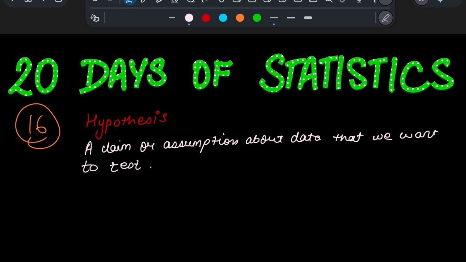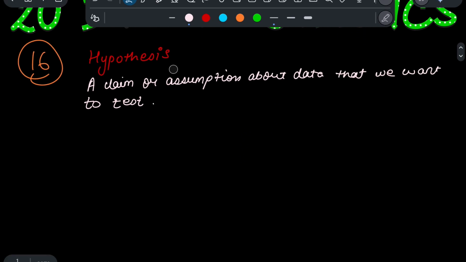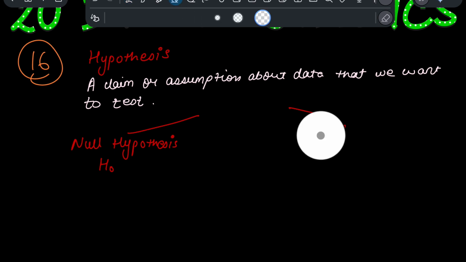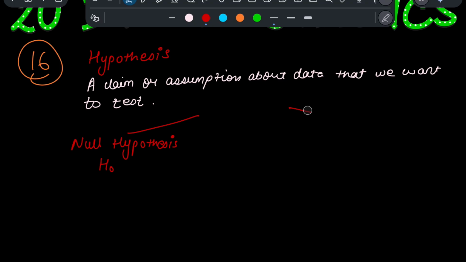In statistics, we always test two possible claims. The first is our null hypothesis, which we often denote by H naught, and the second is our alternative hypothesis, that is H1.